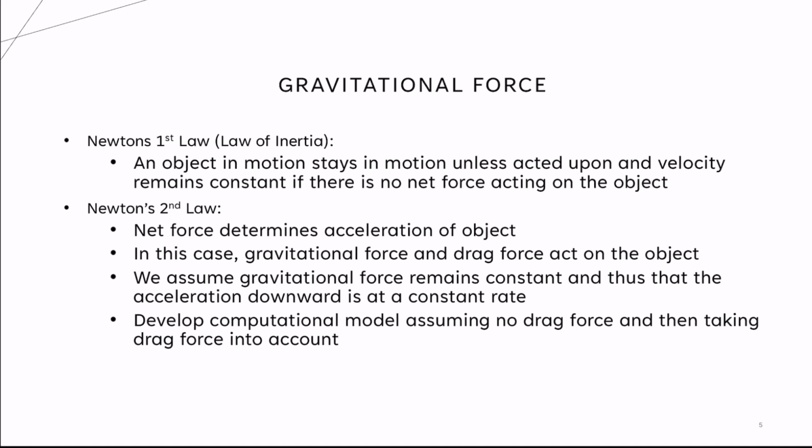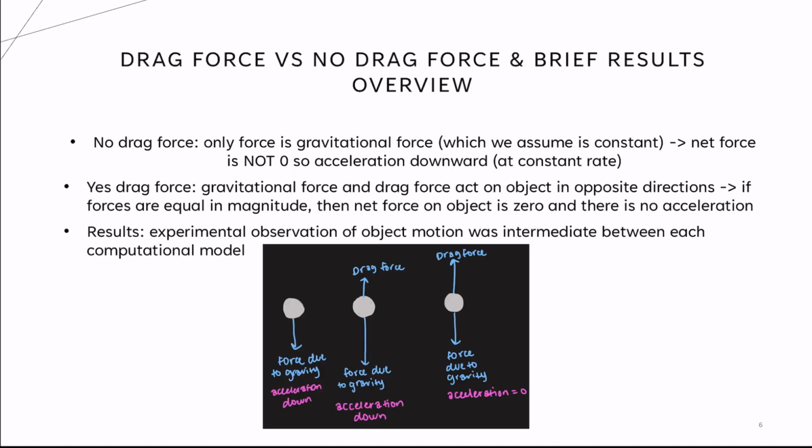So in this case, gravitational force and drag force were acting on the ball that was being dropped, and we assume that gravitational force remains constant at negative 9.8 meters per second squared, and thus that the acceleration downward is at a constant rate. And to evaluate this, we developed a computational model assuming no drag force, and then we also developed a computational model with drag force and gravitational force. So no drag force means that the only force is gravitational force, which we assume is constant, and therefore the net force would not be zero because it's not balanced, so the acceleration is downward but at a constant rate.